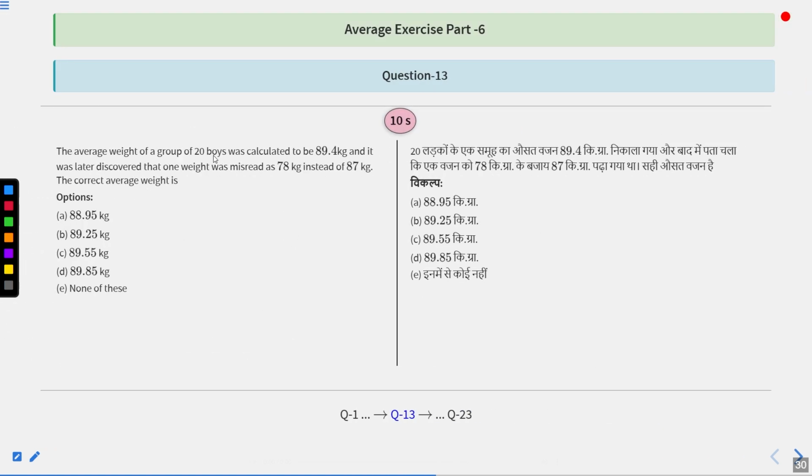The average weight of a group of 20 boys was calculated to be 89.4 kg, and it was later discovered that one weight was misread as 78 instead of 87. The correct average weight is? You have 5 options and 10 seconds to analyze the question. Your time starts now.